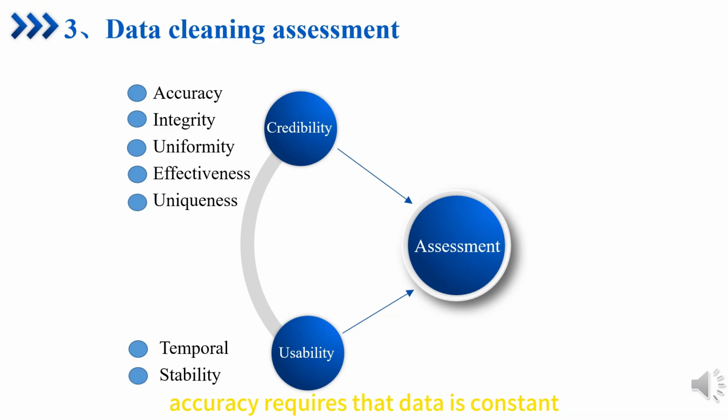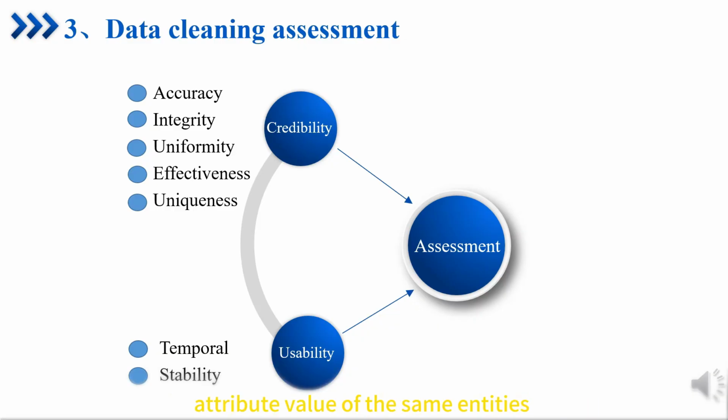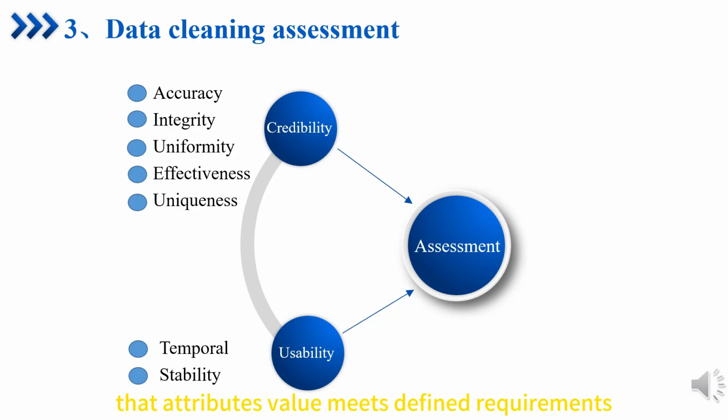Accuracy requires that the data is consistent with the characteristics of the objective entities. Integrity requires checking for missing data values. Consistency requires checking whether the same attribute value of the same entities are the same in different systems. Validity requires that attribute values meet defined requirements or fall within a threshold range. And uniqueness requires checking for duplicate records in the data.